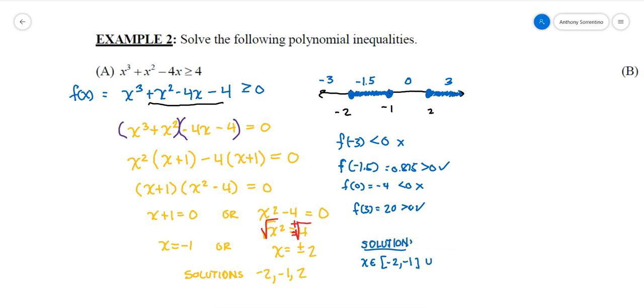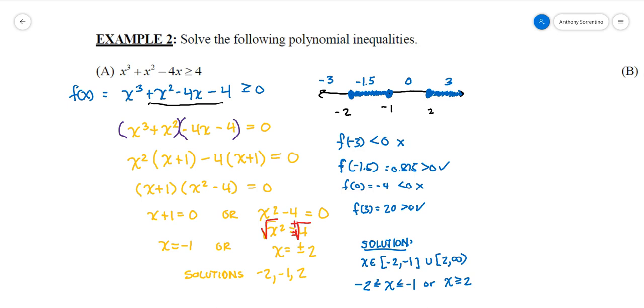or 2 to infinity. Or if I write it in standard notation, I could say x is less than or equal to negative 1 but greater than or equal to negative 2, or x is greater than or equal to 2, if they have you address it in standard notation.